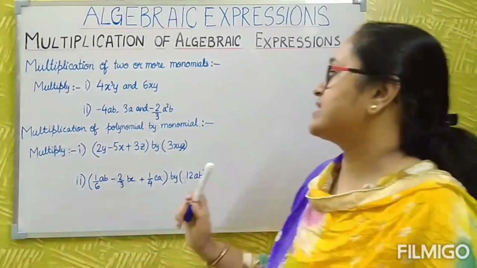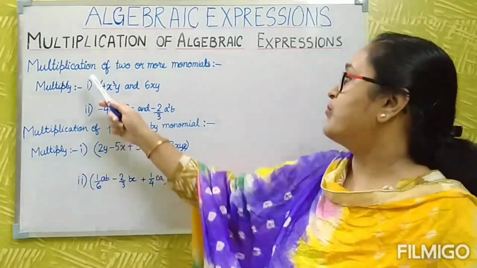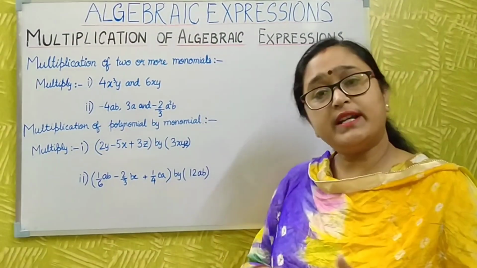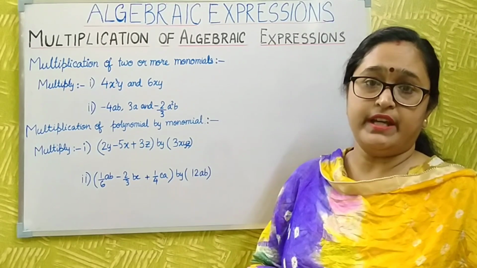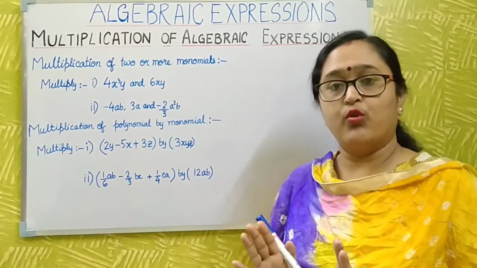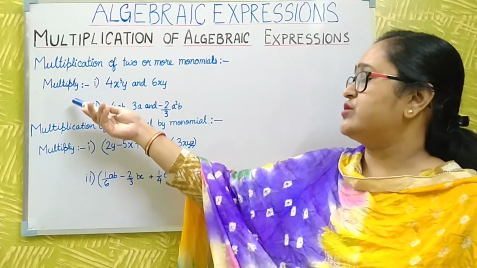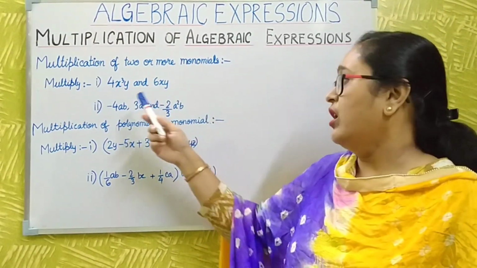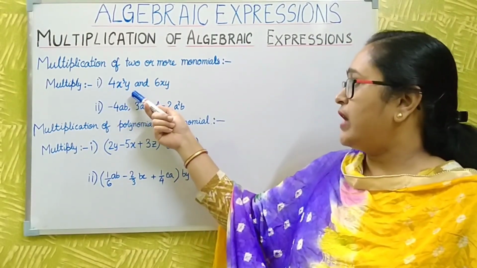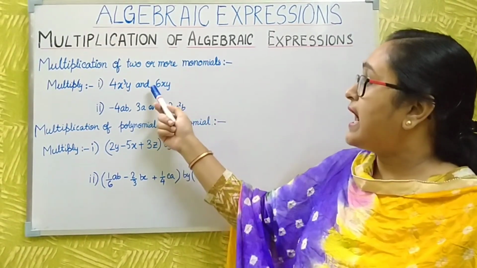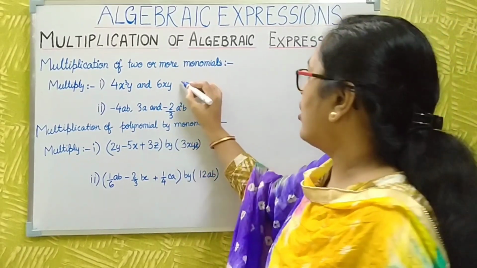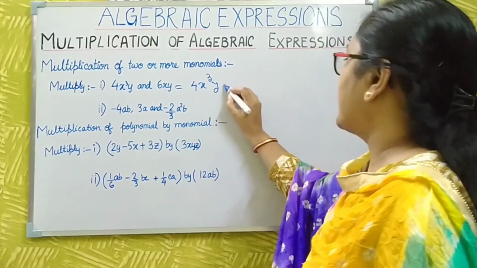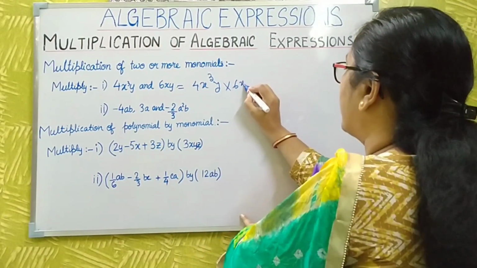Multiplication of algebraic expressions. First I discuss multiplication of two or more monomials. What is a monomial? A polynomial having one term is called a monomial. Now I do multiplication. I write two monomials here: first is 4x cube y and 6xy. Now I do the multiplication of these two monomials: 4x cube y into 6xy.